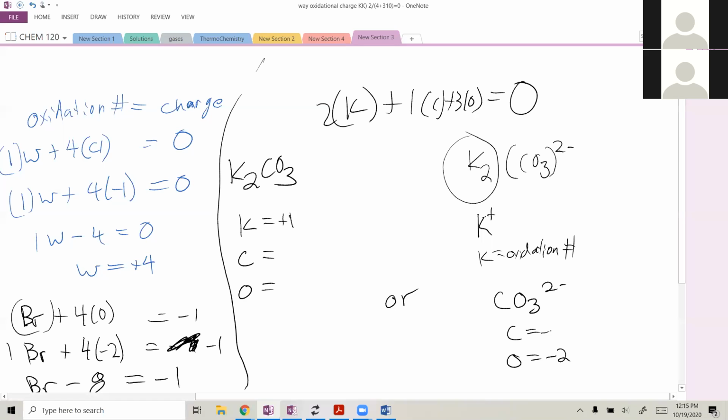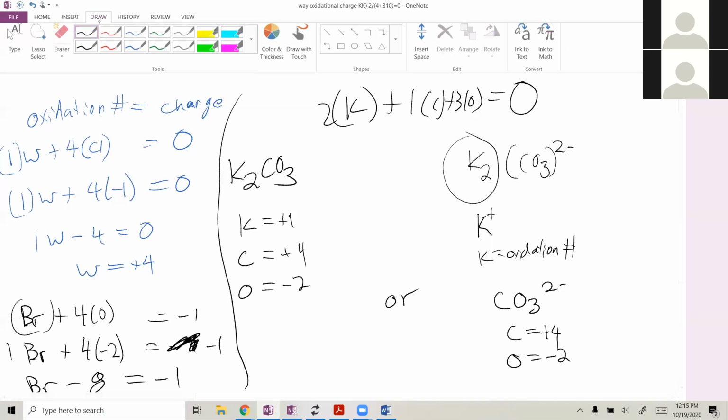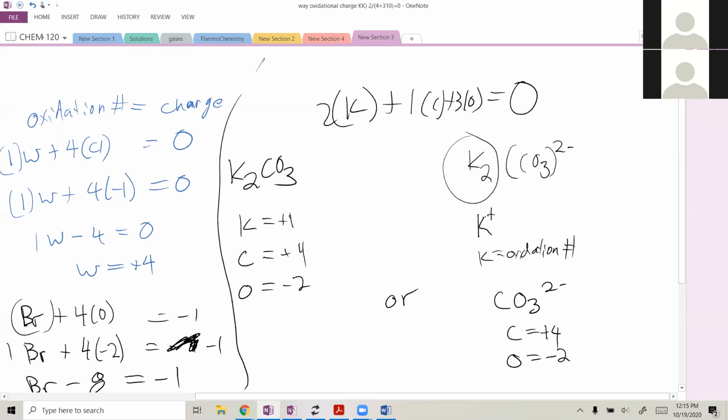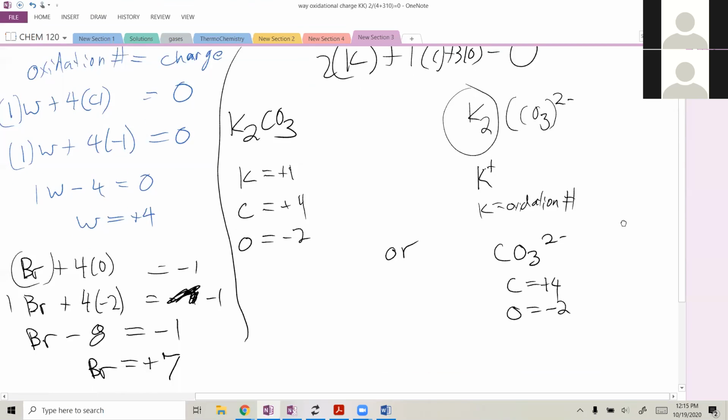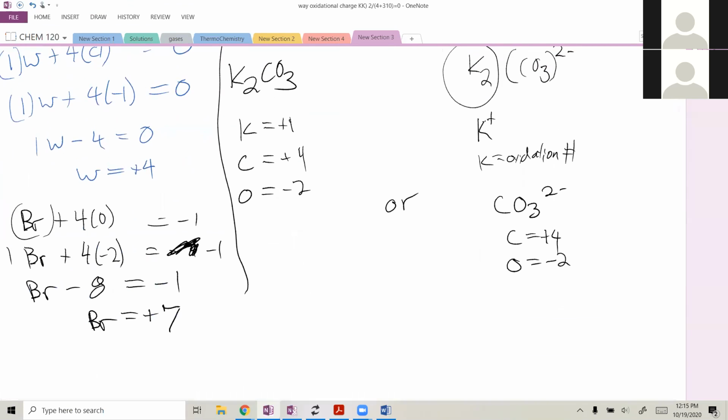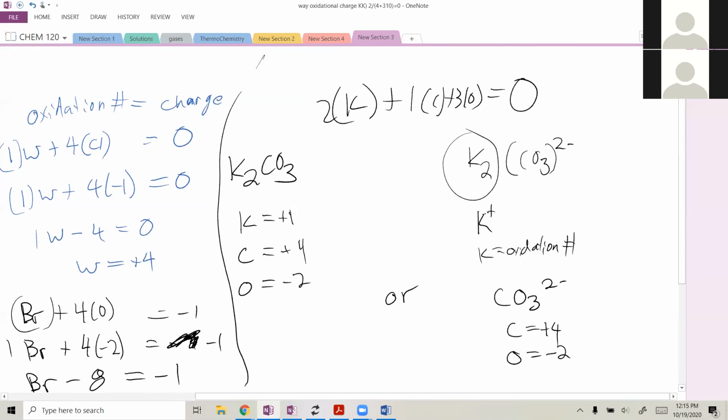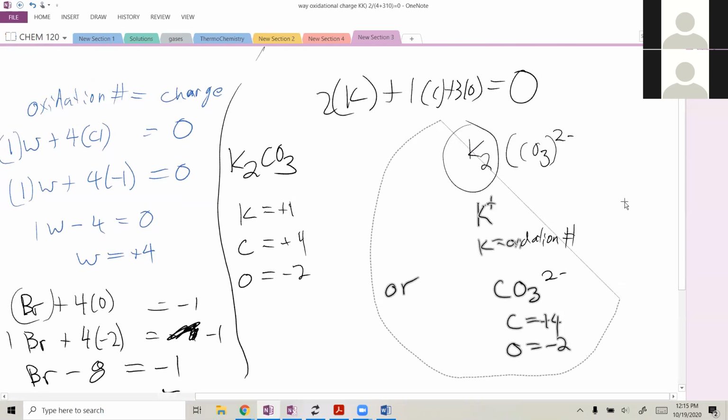It needs to be a +4. Very good. So we have a +4 and we have a -2. So that's what it looks like if we do it in a two-step process. If we wanted to do it all at once, we're actually just going to make a little bit of space.